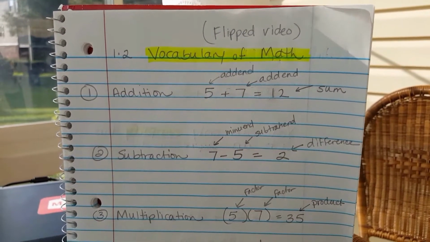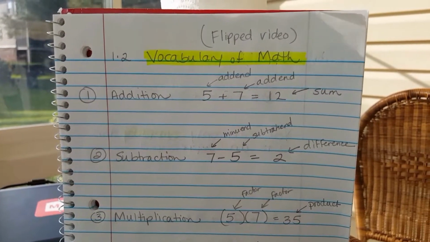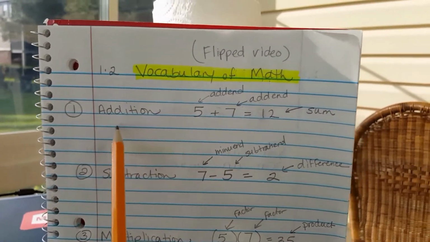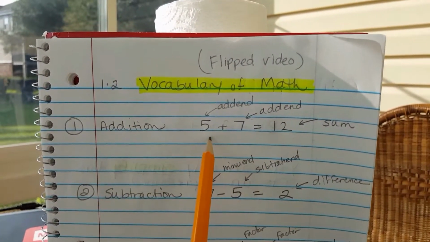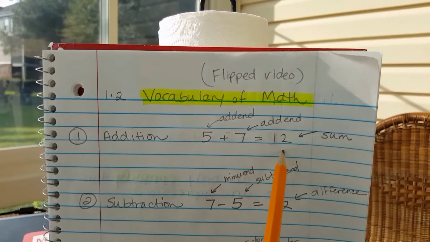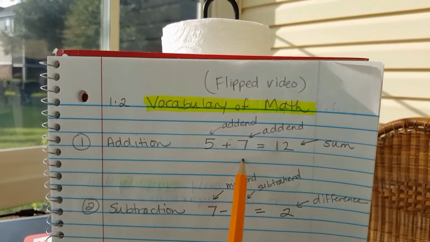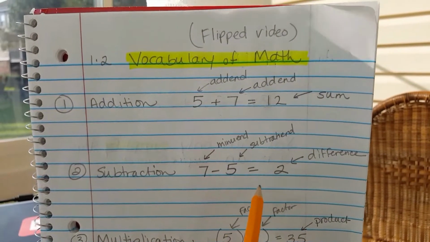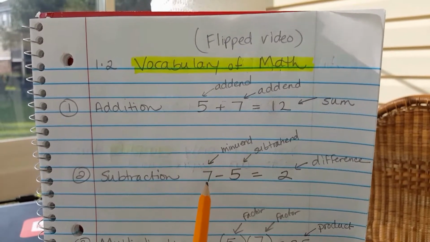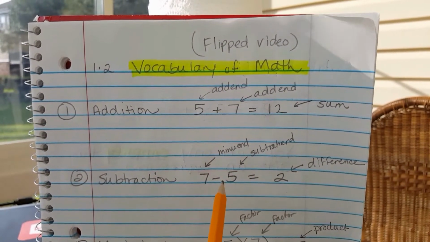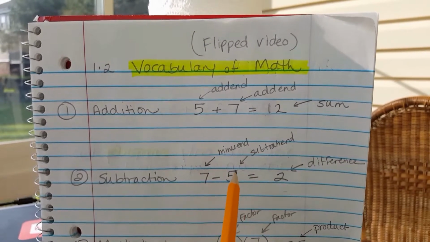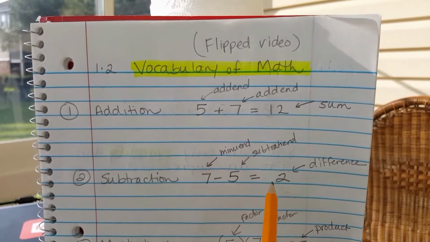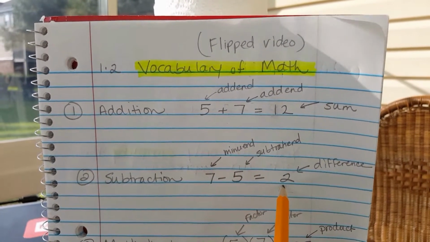Now let's talk for a moment about what I call the vocabulary of math. Okay, this is section 1.2. In an addition problem, if you have 5 plus 7 equals 12, the 5 and the 7 are called your add-ins, and the 12 is called your sum. In a subtraction problem, 7 minus 5 equals 2. Your minuend is 7. Your subtrahend is 5, and the difference, which is your solution, is 2. Okay, so your answer is called your difference in a subtraction problem.